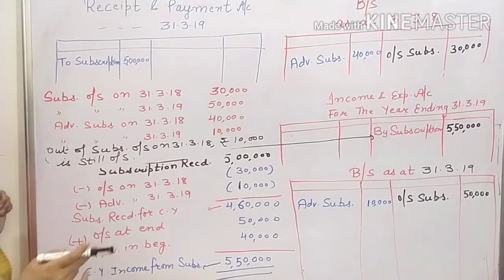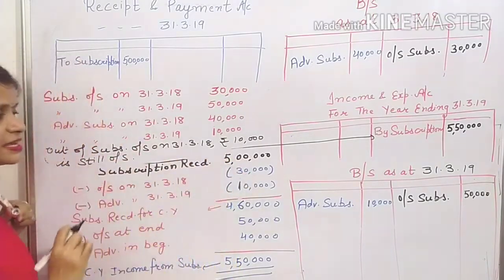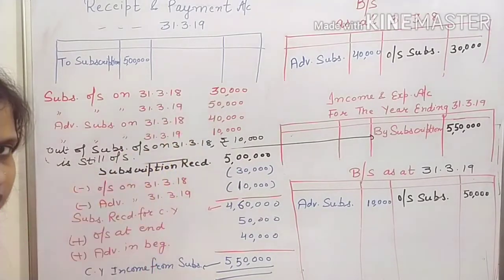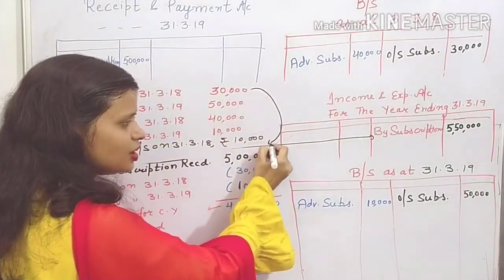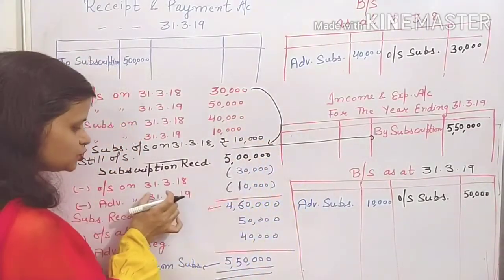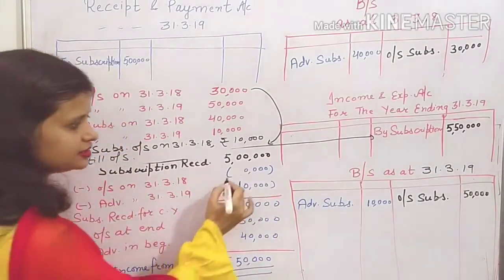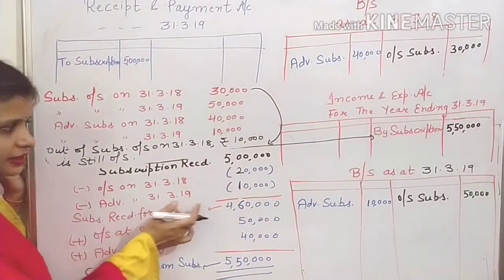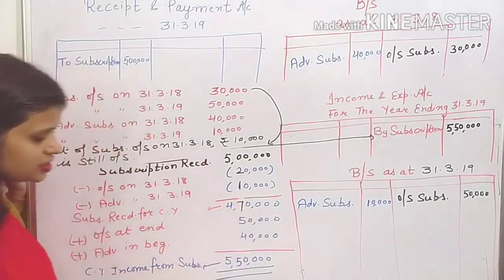During the year a total of 5 lakh was received, and out of this, what amount have you received for the previous year? Just try to think about the amount. Have you received the complete 30,000? No, because out of this 30,000, 10,000 is still outstanding. That means the outstanding on 31st March 2018 that you have received during the current year is 20,000. Then advance at the end, there is no change, 10,000. So here your result will be 4,70,000.